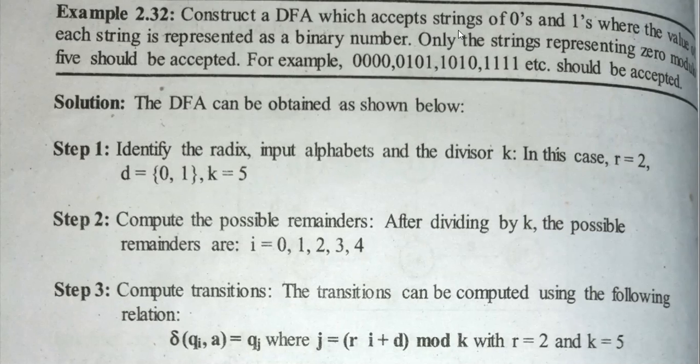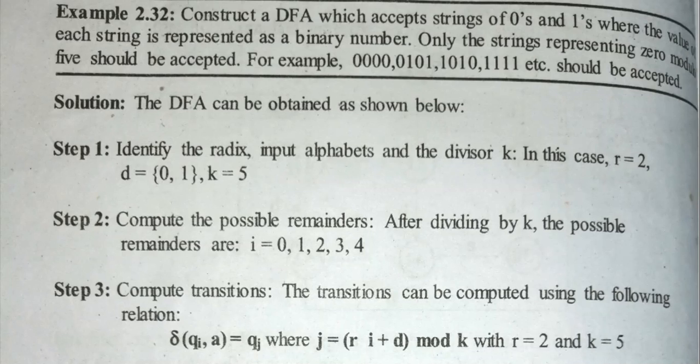Consider a DFA which accepts strings of zeros and ones, where the value of each string is represented as a binary number. So whatever number we face will be represented in binary, which means the digits D will be 0, 1. From this we can easily identify that the digits are 0, 1. The alphabet we are using will be the digits here. For binary, only two digits we have, 0 and 1. So D will be equal to 0, 1.